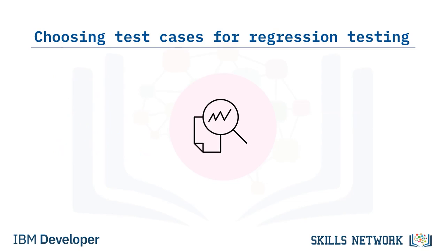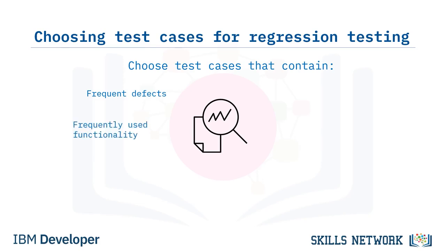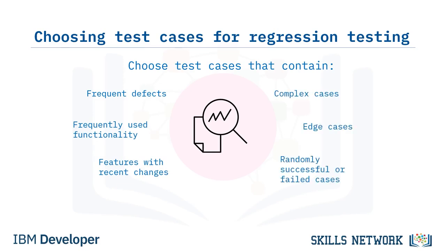In order to conduct regression testing, all or some of the test cases should be selected to test against the application. Regression test case selection and prioritization can be challenging and can depend on several factors. Common reasons for regression test case selection include cases that have frequent defects, contain frequently used functionality, contain features with recent changes, or are complex test cases, edge cases, and randomly successful or failed test cases.